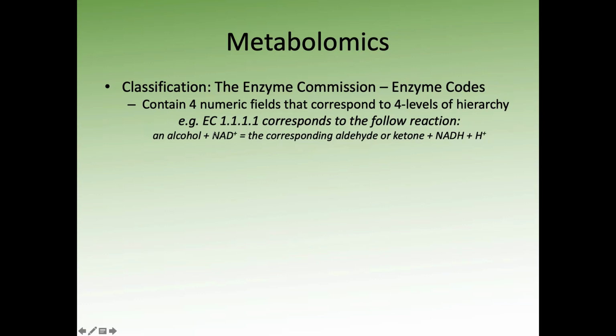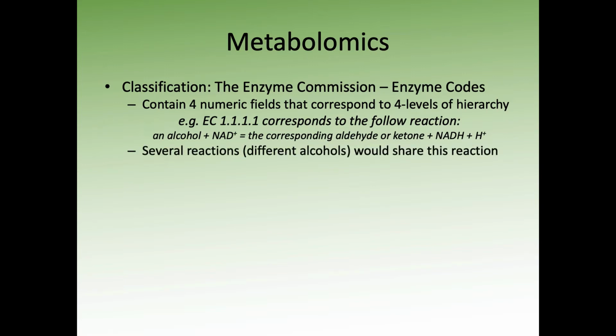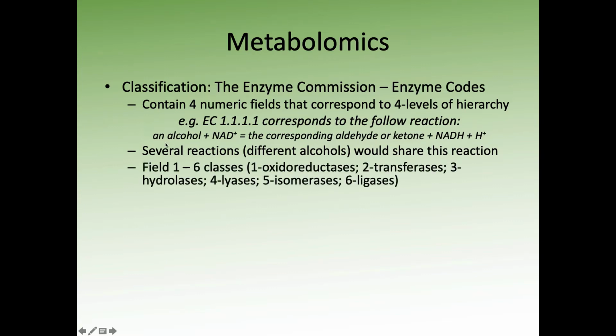And you might say, well, how am I supposed to understand this? Well, this enzyme code corresponds to the following reaction, which is an alcohol plus an NAD+, and NAD+ is going to yield a corresponding aldehyde or ketone, and then an NADH and a hydrogen atom. That's generally what this enzyme code refers to. But it's interesting that several different alcohols would share this type of reaction. Remember, it says an alcohol, not a specific alcohol.